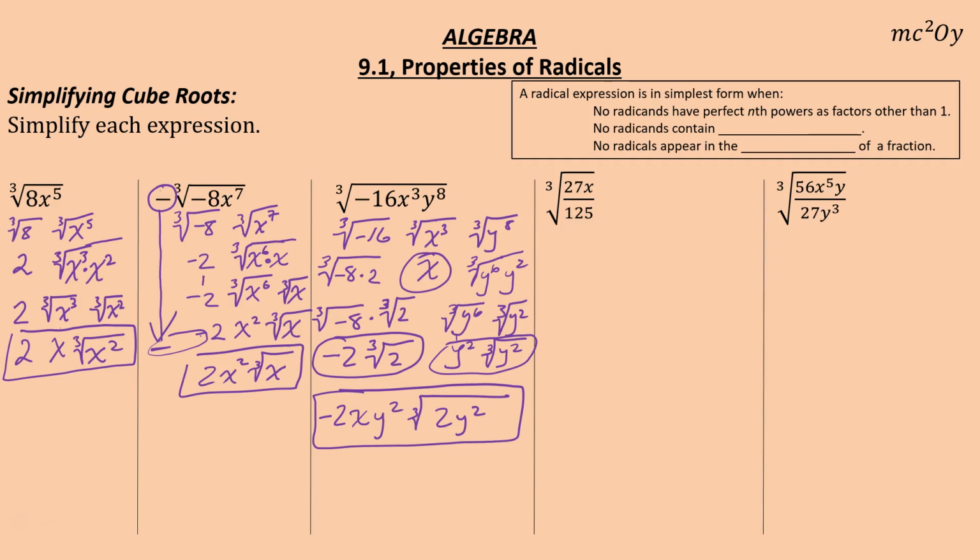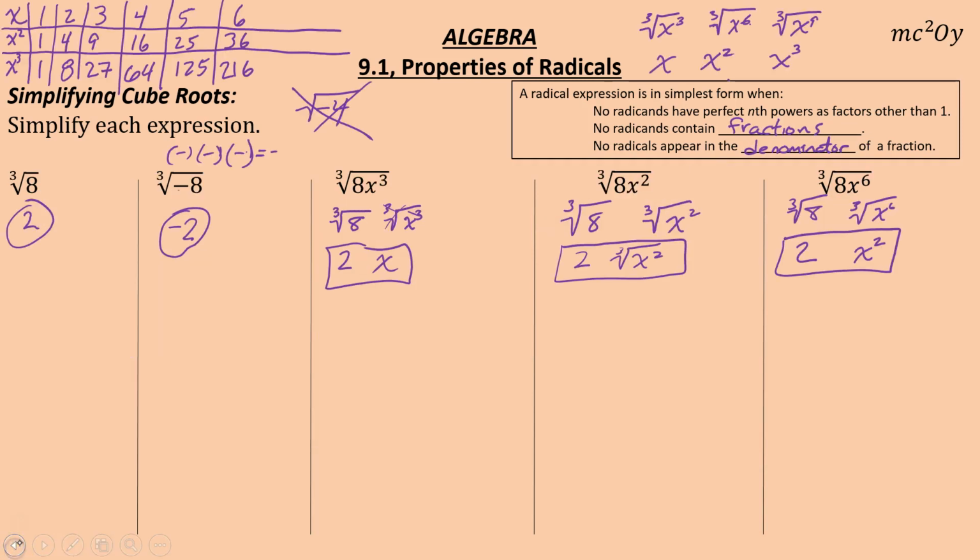Well, let's try another one here. I'm going to break this apart. We're going to have cubed root of 27, cubed root of x on top, cubed root of 125 on bottom. Notice no radicals contain fractions, so we're taking care of that right now. And no radicals appear in the denominator. That's the next thing we have to take care of, because now we have a cubed root of 125. But that cubed root of 125 actually becomes 5. Remember, that's a perfect cube, right? Cubed root of 125 is 5.